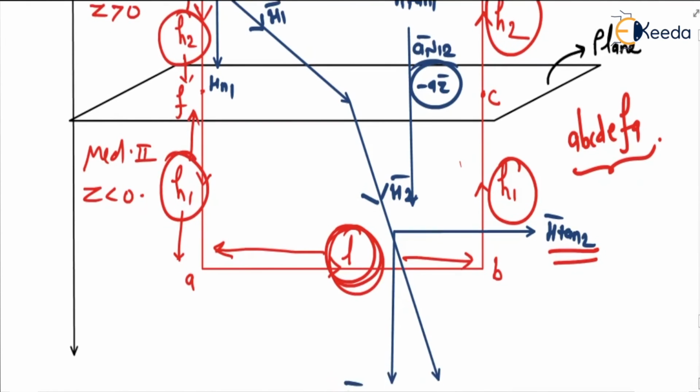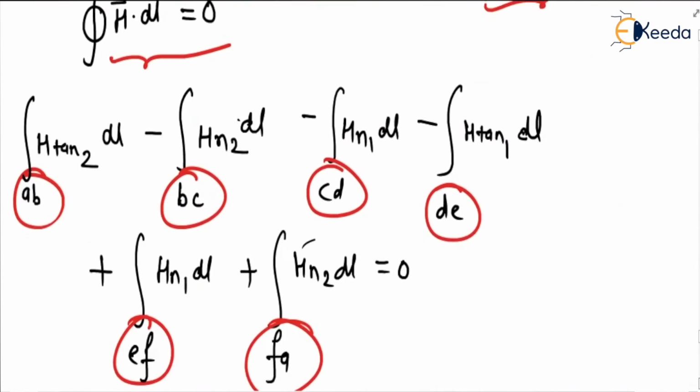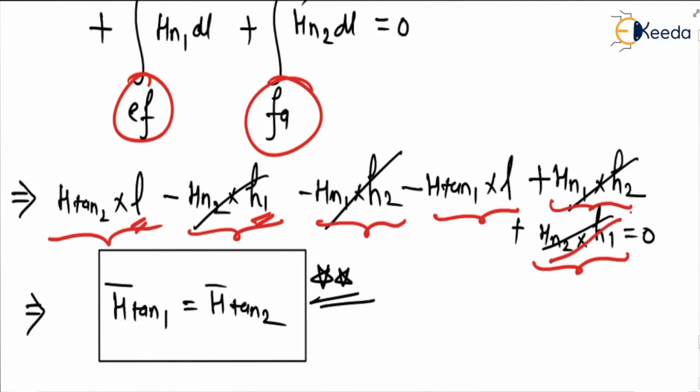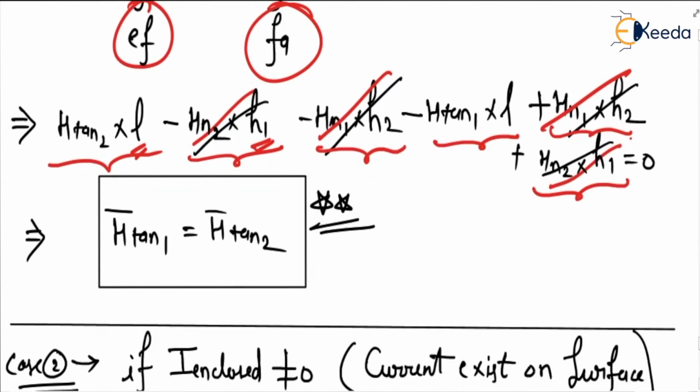So we will put all this data here: H tan2 into L minus Hn2 into h1 minus Hn1 into h2 minus H tan1 into L. The integration of dl is the total length. So we are putting the total length here, and this term is cancelling with this term, and this term is cancelling with this term. After solving, we get H tan1 is equal to H tan2, and this is our required condition.